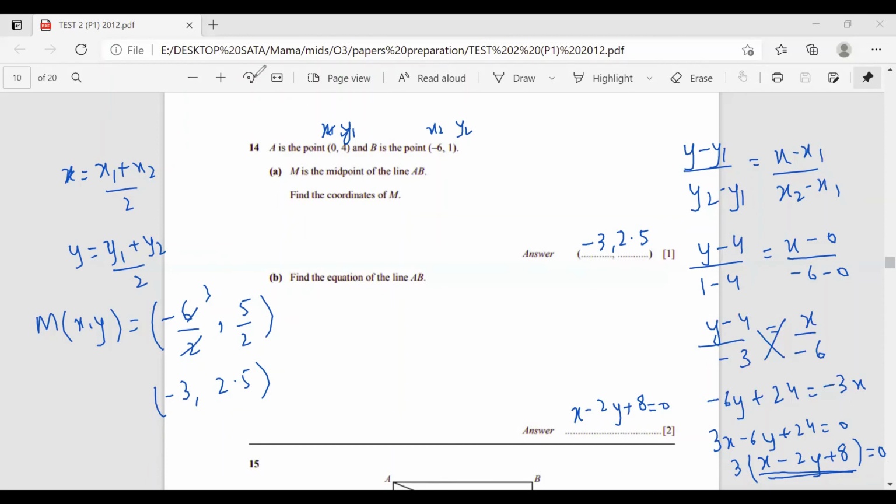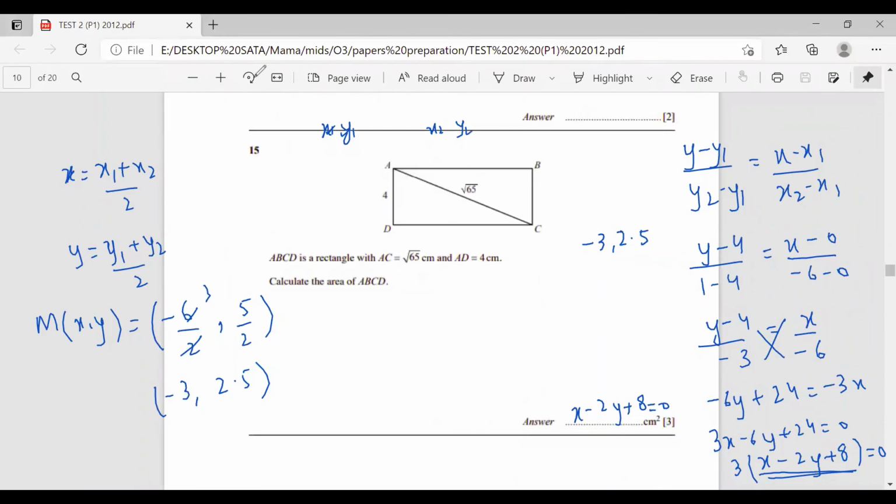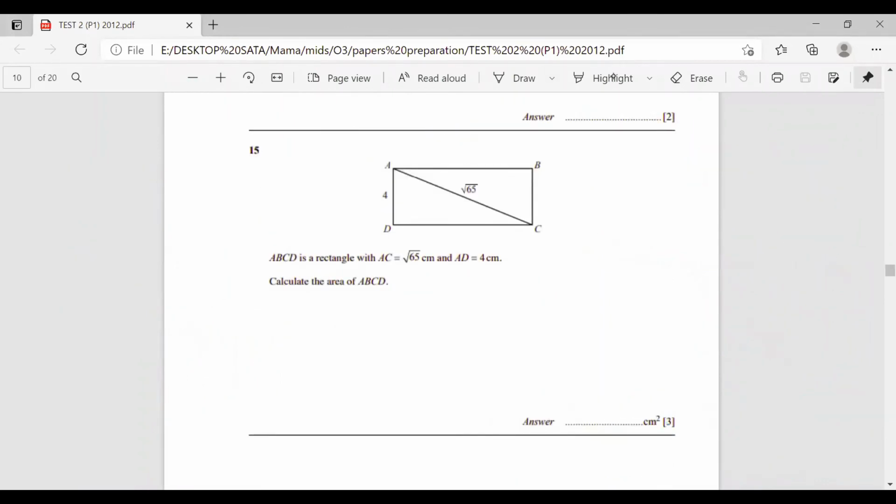Next question, question number 15. Question number 15 says ABCD is a rectangle with the AC. First of all, after listening to rectangle, you must know that all the angles are 90 degrees. So AC is provided, that means diagonal is provided, and AD is 4 centimeters, that means one side of the rectangle is 4 centimeters.